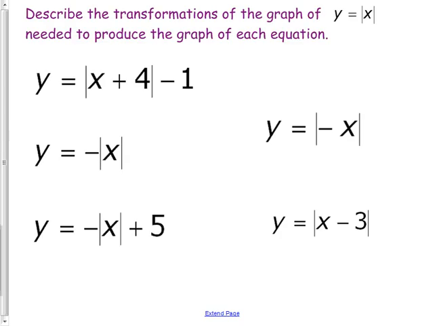Moving on. These are all exactly the same. The stuff on the inside is left, right. The stuff on the outside is up, down. Remember, you can't trust the stuff on the inside.